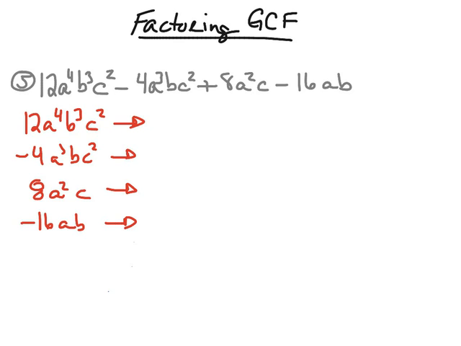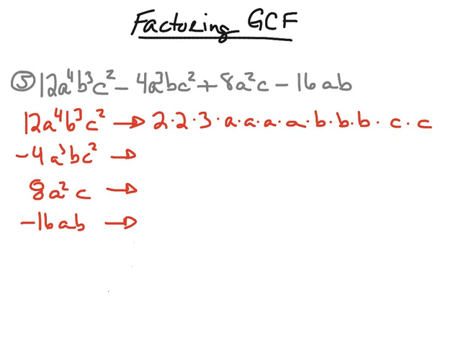So 12 would be 2 times 2 times 3. We got a to the 4th power, so we're going to need 4 a's: 1, 2, 3, 4. B to the 3rd, we're going to need 3 b's: 1, 2, 3. And c squared, we're going to need 2 c's. So 2 times 2 times 3 times a times a times a times a times b times b times b times c times c would give us that 12a to the 4th, b to the 3rd, c squared.